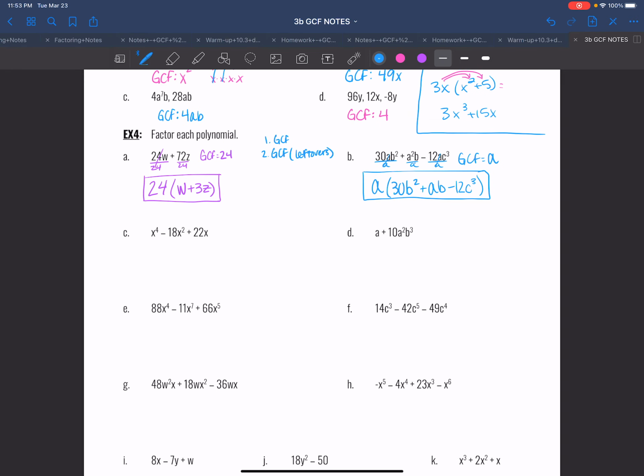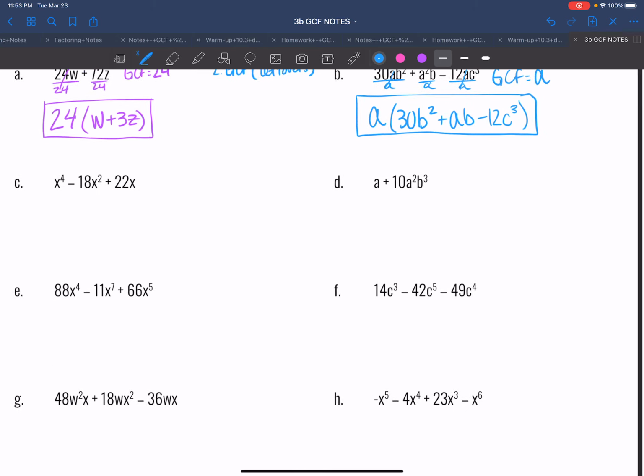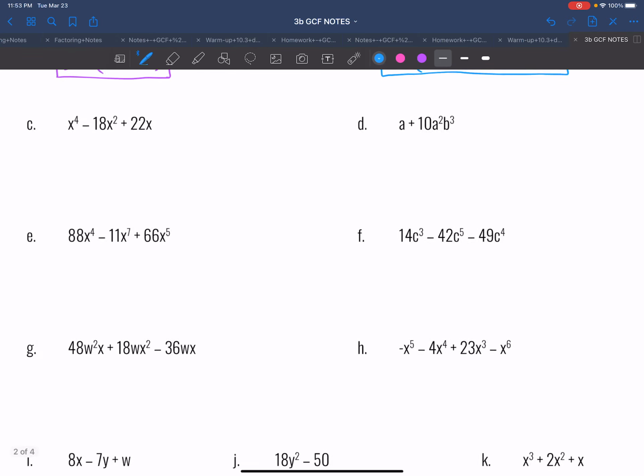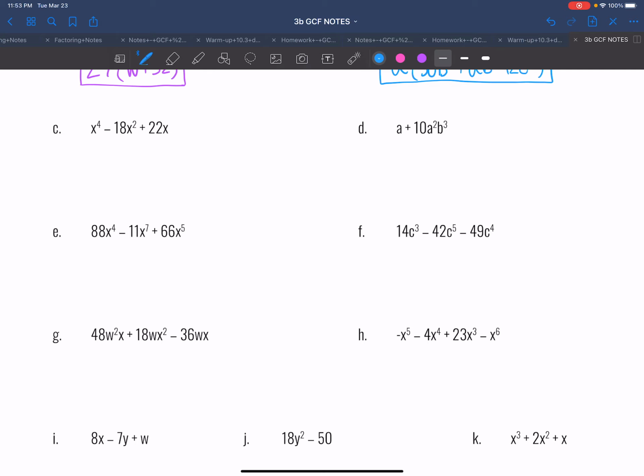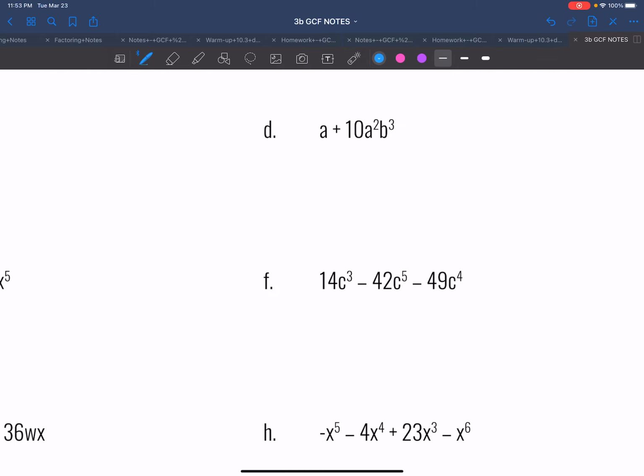I would like to leave C for you to try on your own, and you can check it with the key later. And I want to do D next. So let's do that one. All right, so the GCF, this one has two terms, A and then all that. Well, this only has an A in it, so our GCF is going to be A. That part might seem pretty obvious, hopefully. So A would be the most that we could take out of either of these terms.